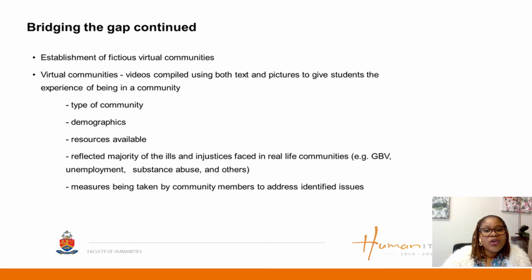Now, these virtual communities further reflected the majority of the ills as well as injustices that are faced in real-life communities. This includes but is not limited to gender-based violence, unemployment, substance use, and others. These virtual fictitious communities also reflected the measures that were being taken by the community members in order to address the identified issues as highlighted.